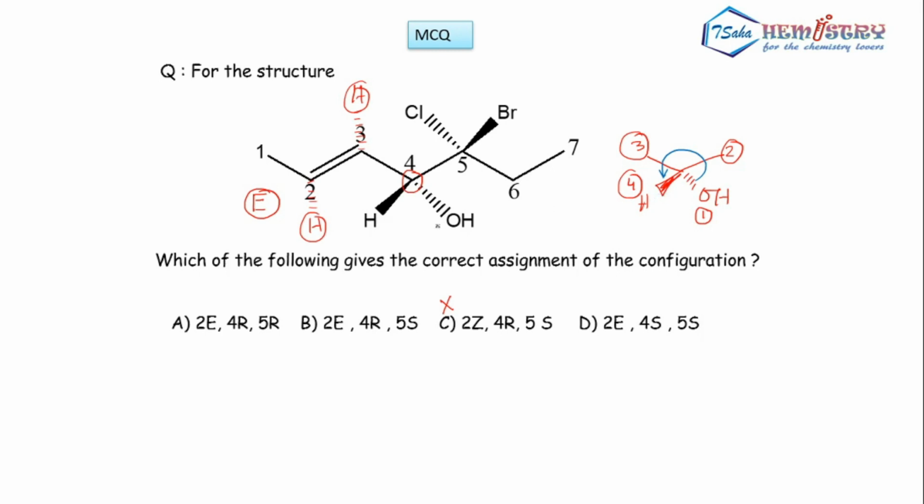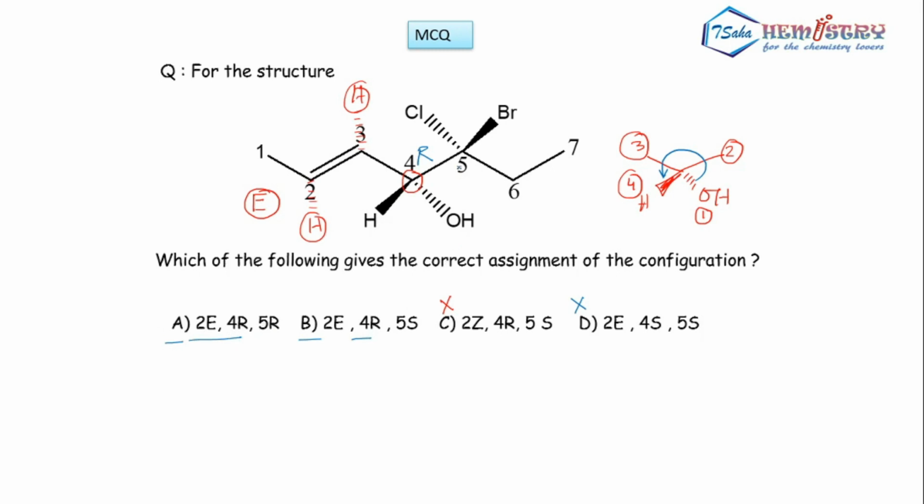So 2E, 4R. In which option are you getting 2E 4R? Option A, option B, but option D has 4S. So D is excluded. It could be either option A or option B. So 2E 4R is confirmed.